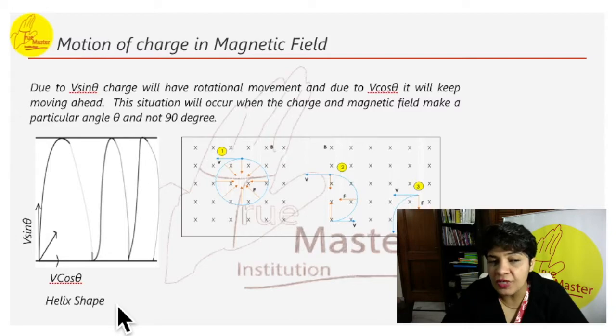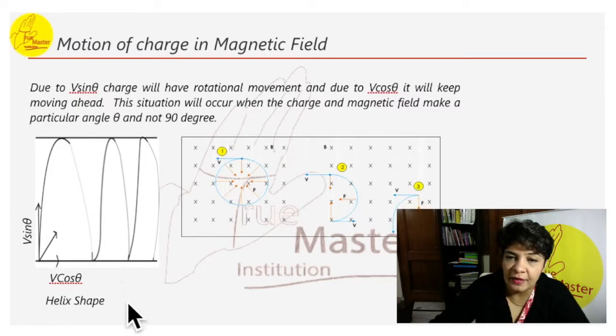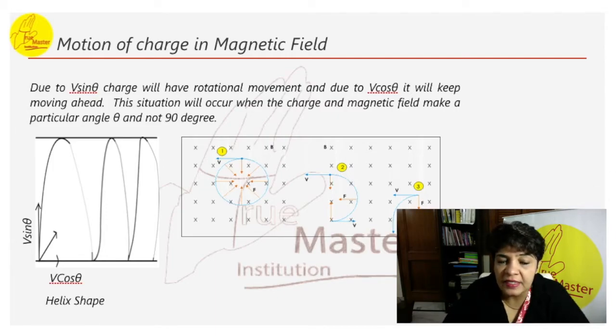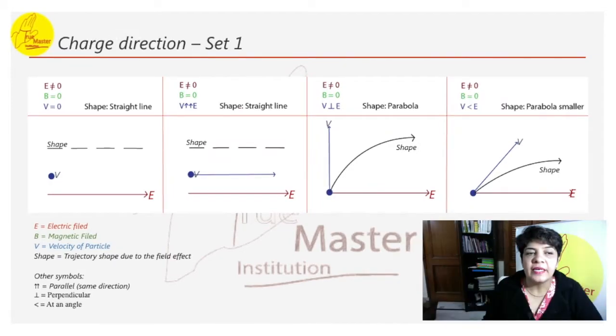The trajectory of the particle will become a helix shape. It will be like this, like a helix. In the picture on the right, we can see how the particle enters and exits a magnetic field. Let us study in detail the direction of the charge.